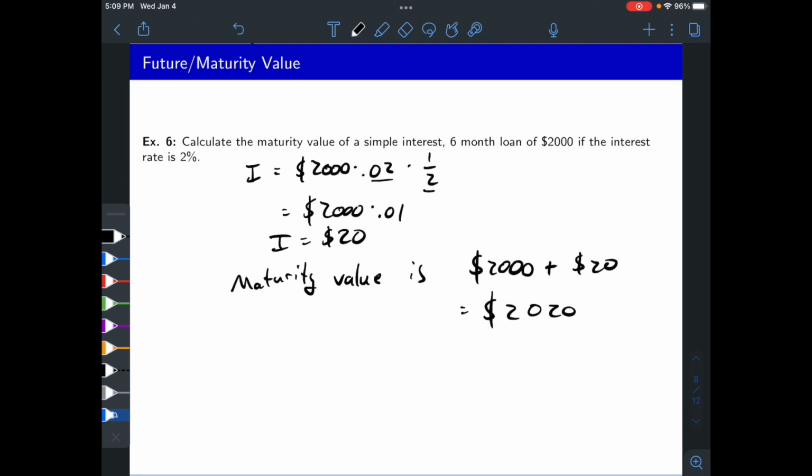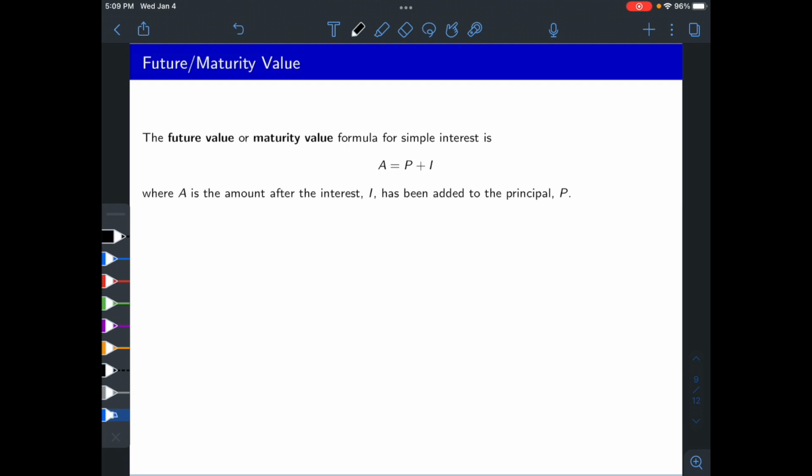All right. So there's technically a formula that goes with this. It's really simple. It just says that the future value or the maturity value, whatever you want to call it, for the simple interest setting is A equals P plus I, where A is the amount after the interest has been added to the principal. So I is the interest, P is the principal. Just add the principal, your initial loan value, to however much interest you have, and that gives you the amount of money that you will have after adding the interest.